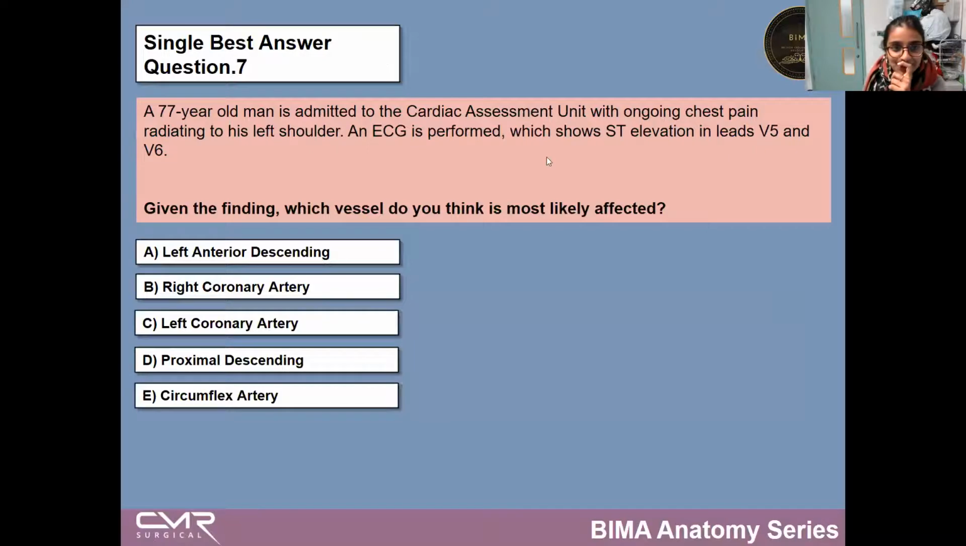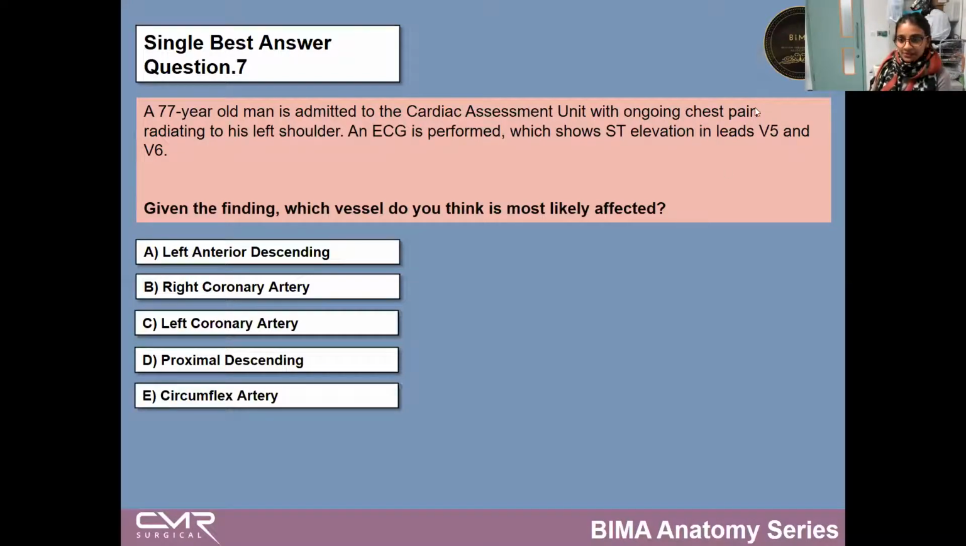Now, questions as promised. A 77-year-old man is admitted to the CAU with ongoing chest pain radiating to his left shoulder. An ECG is performed, which shows ST elevation in leads V5 and V6. Given the finding, which vessel do you think is most likely affected?